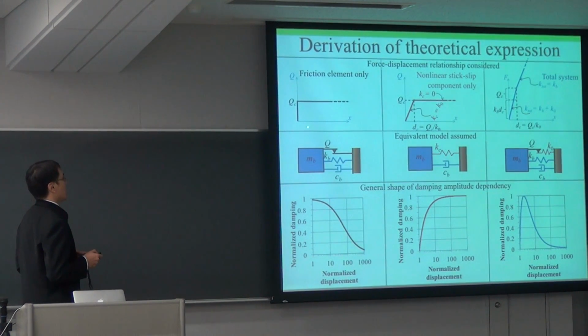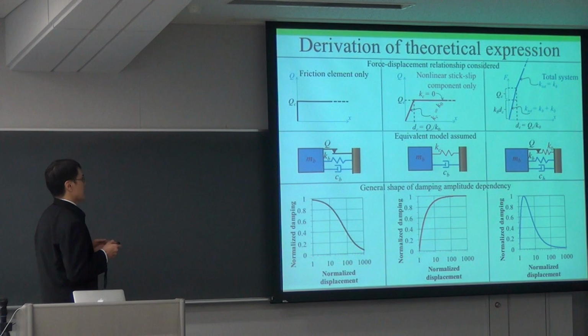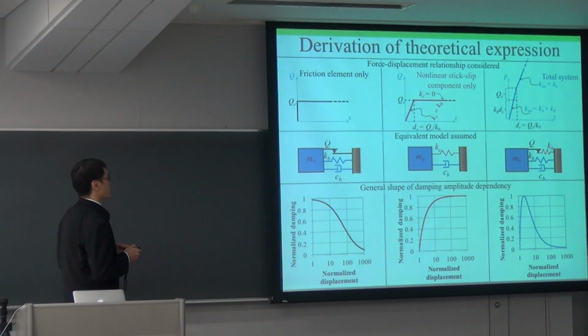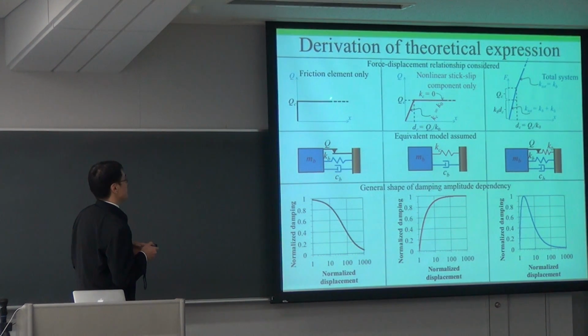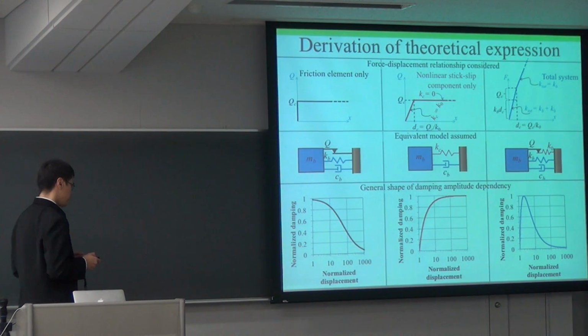Now, effectively, I applied the equivalent viscous damping concept. Let's say first on the friction element only, because it's actually the only nonlinear part. And then I applied it on the nonlinear stick-slip component only, as defined by Wyatt and Davenport and Hill-Carroll. And then I applied it on the total or the whole structure.